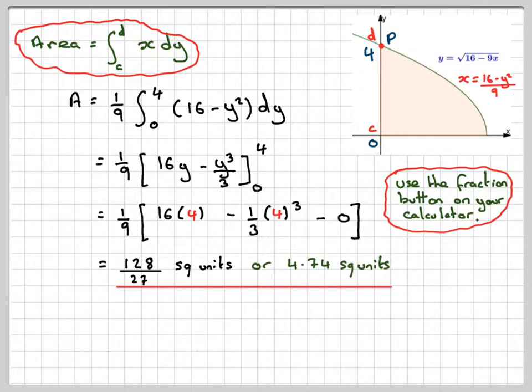So this has been a video to show you how to find the area of a curve enclosed by its axis by finding the area between the curve and the y-axis.